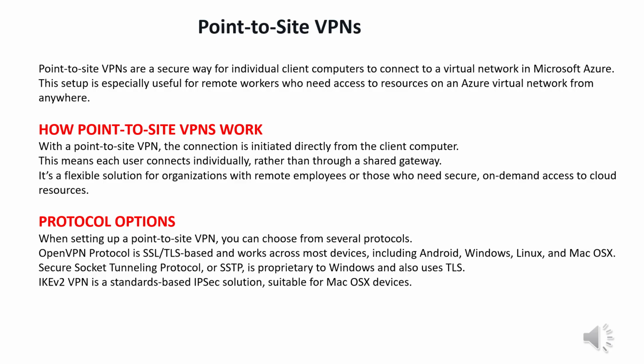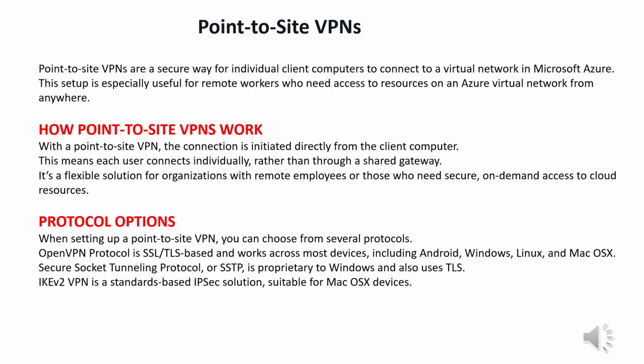Point-to-site VPNs are a secure way for individual client computers to connect to a virtual network in Microsoft Azure. This setup is especially useful for remote workers who need access to resources on an Azure virtual network from anywhere. With a point-to-site VPN, the connection is initiated directly from the client computer. This means each user connects individually rather than through the shared gateway. It's a flexible solution for organizations with remote employees or those who need secure, on-demand access to cloud resources.